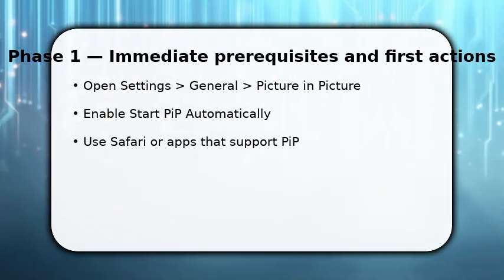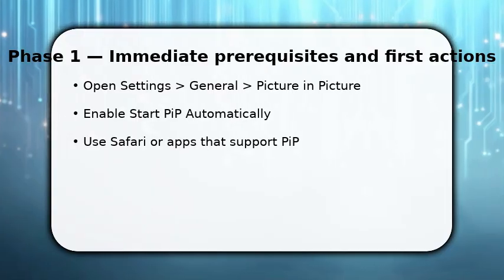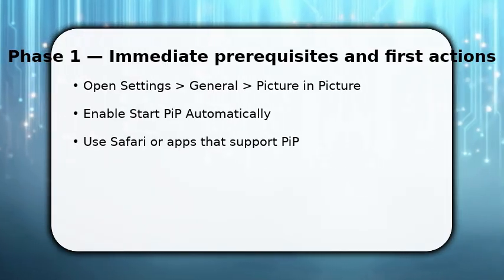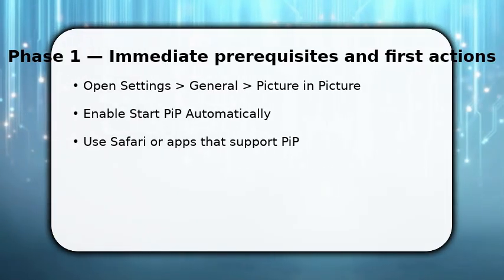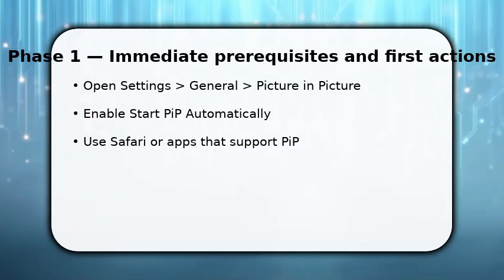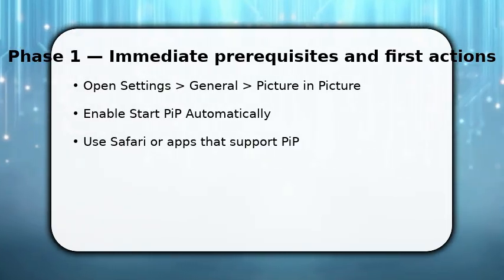Tap the video, then the full screen icon. From full screen, tap the PiP button or press the home gesture. You'll see the floating player appear, and the dynamic island will reflect playback activity.